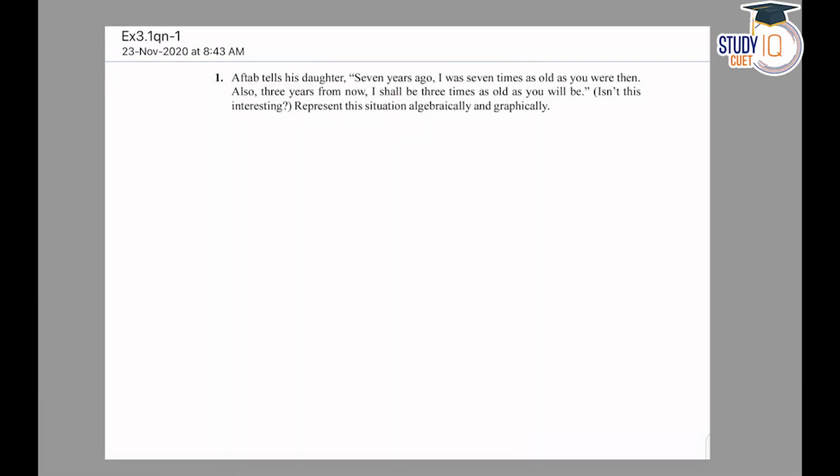Hello students, this is NCERT Maths class 10th exercise 3.1 question number 1.